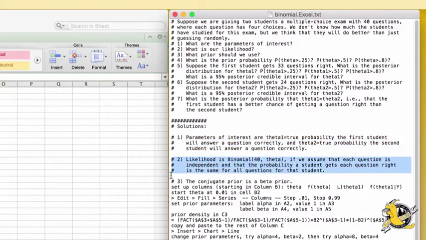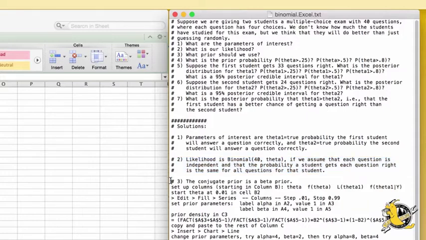We're going to use a binomial likelihood with parameters n equals 40 and the probability given by the appropriate theta. Here we're assuming that each question is independent and that the probability a student gets each question right is the same for all questions for that student.